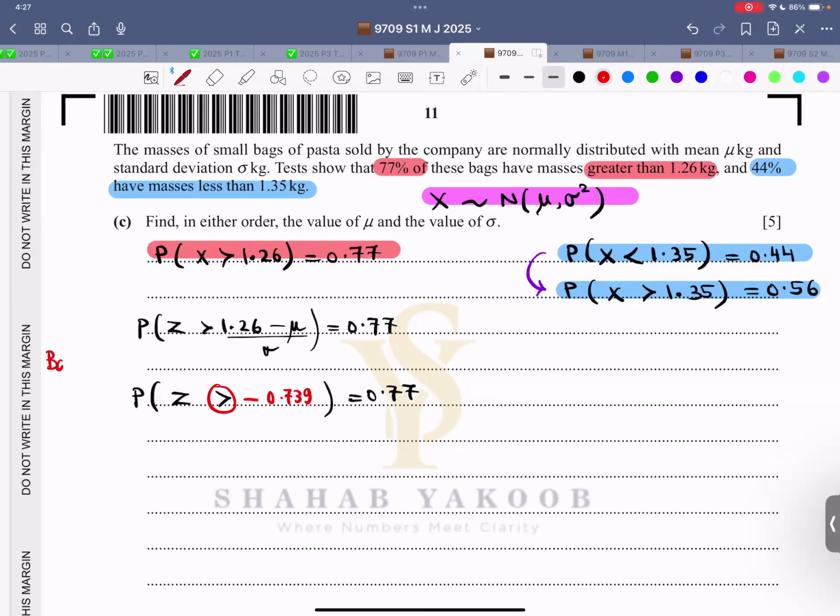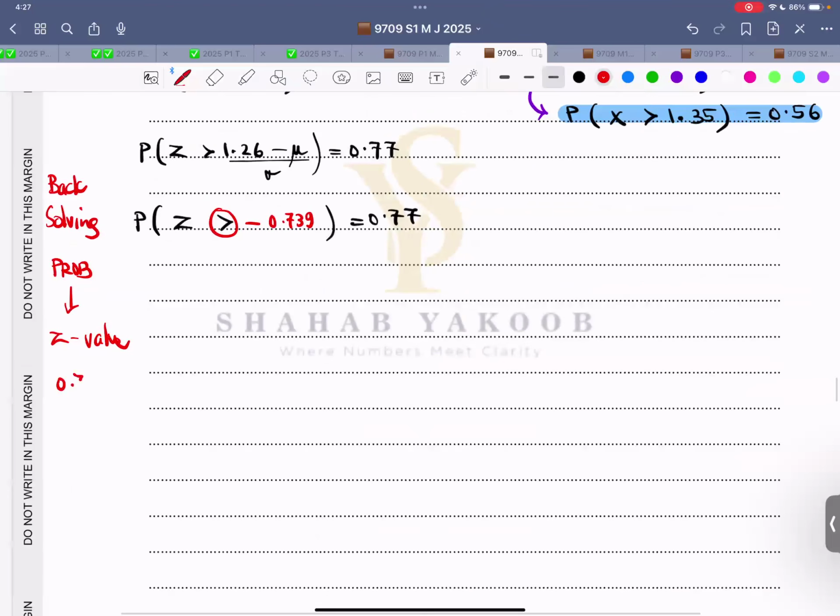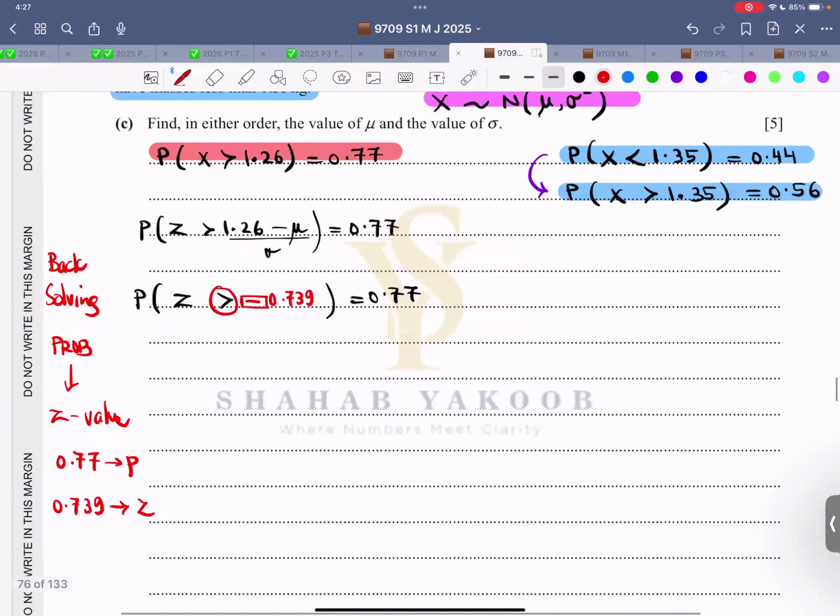This is called back solving. What do we mean by back solving? That means using the probability to find the Z value. What is the probability? 77%. 0.77 is the P value. The corresponding Z value is 0.739. And you give it a negative sign because of the rules that I have explained to you in class.